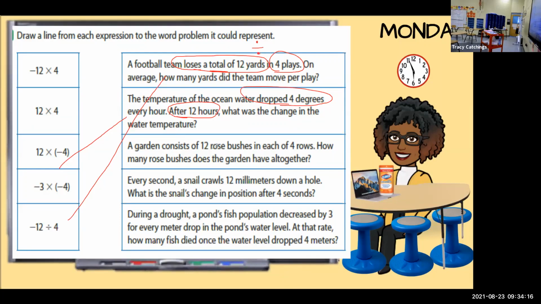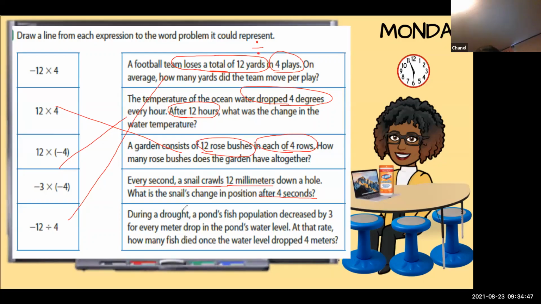All right, the third one says a garden consists of 12 rose bushes in each of 4 rows. How many rose bushes does the garden have altogether? 12 times 4. Right, 12 bushes in 4 rows, 12 times 4. Good job. The next one said every second a snail crawls 12 millimeters down a hole. What is the snail's change in position after 4 seconds? -4. Right, it'll be -12 times 4.